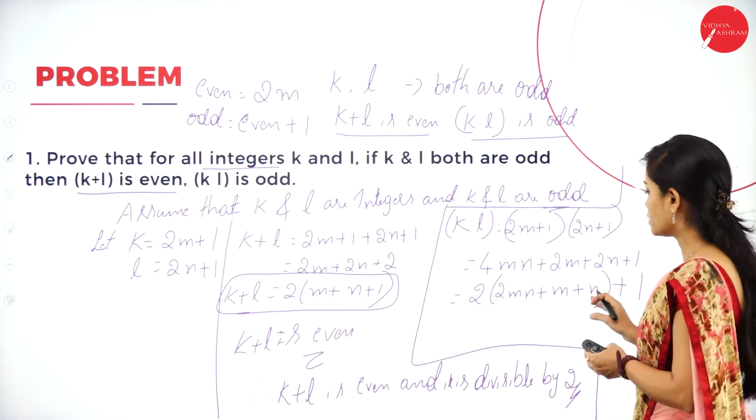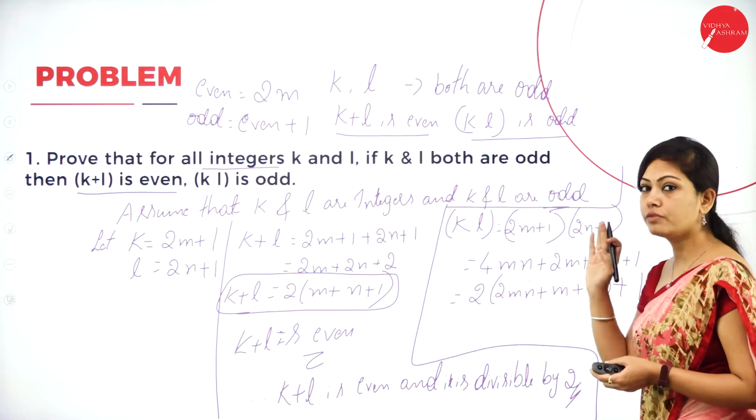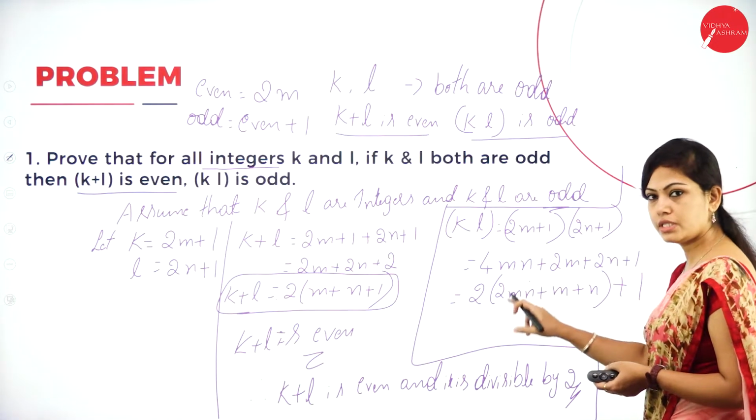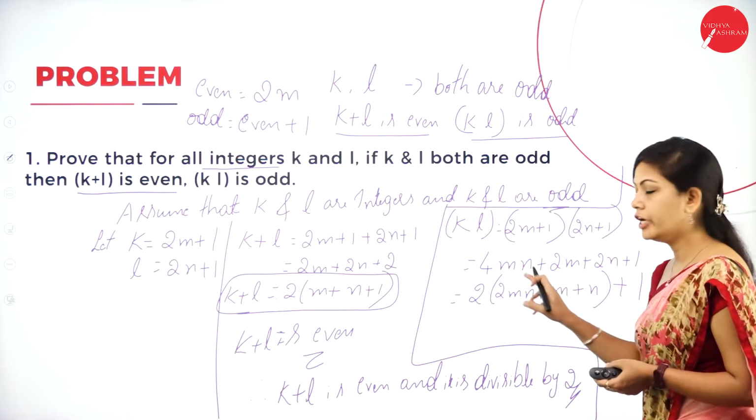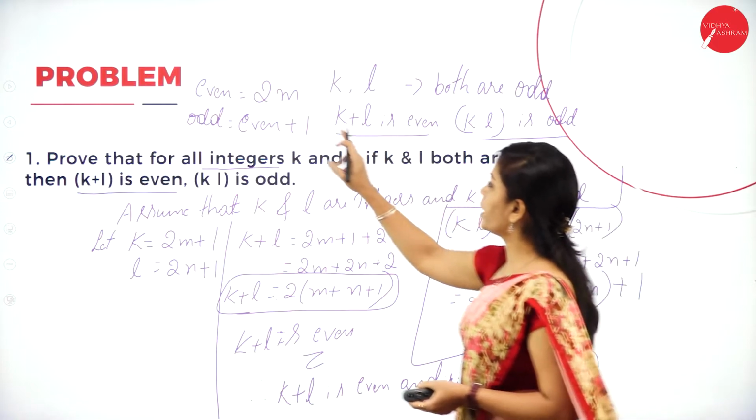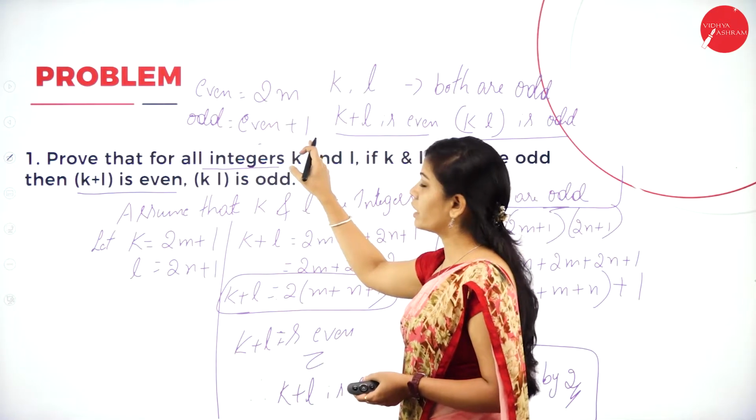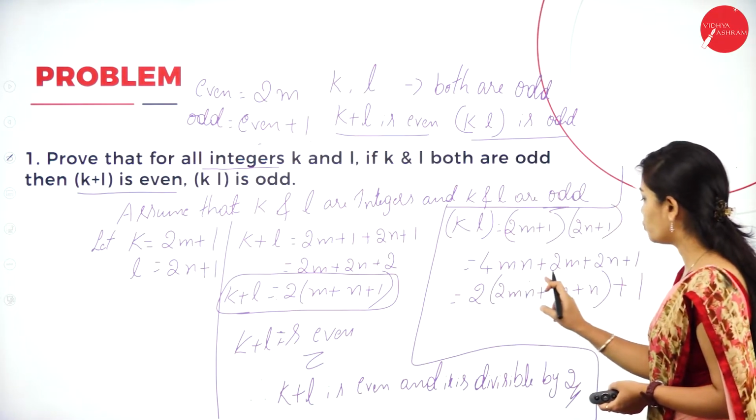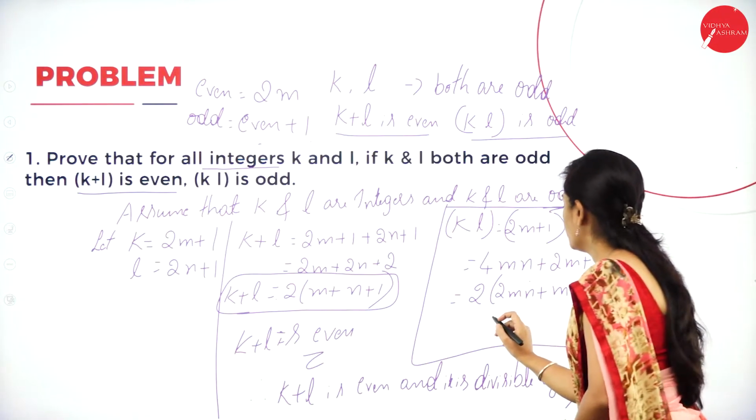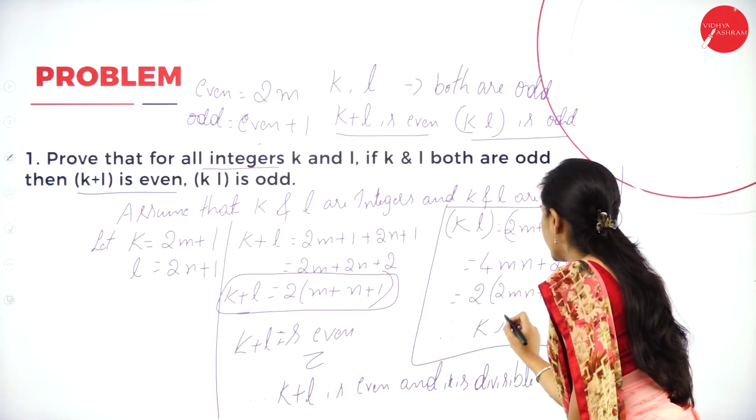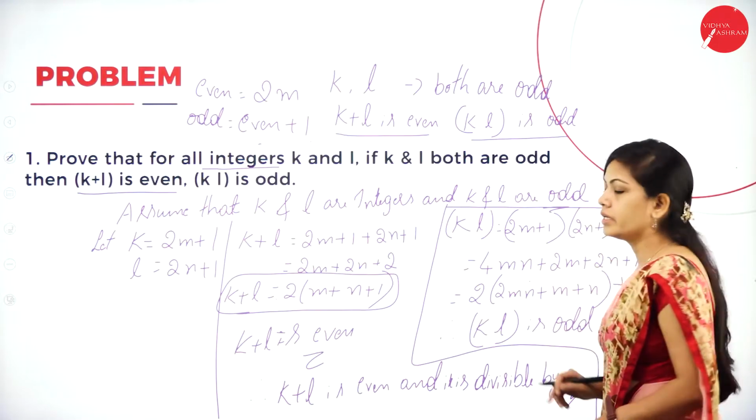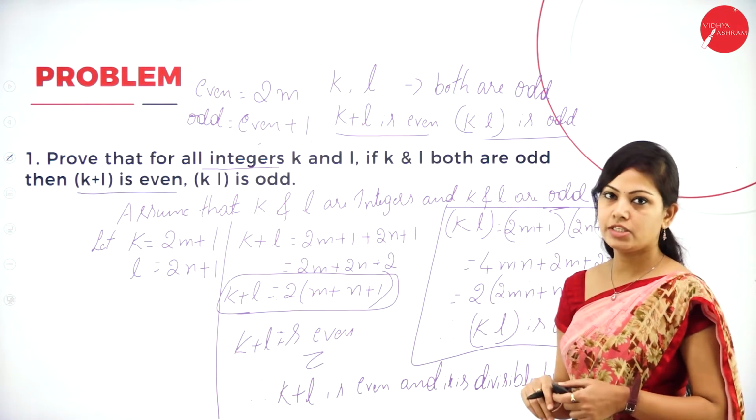So now you can cross verify this. It is in the form of even plus 1. Even plus 1 means 2 into m; I will consider this as m or n. So 2m means it is even, and even plus 1 is odd. So this is in the form of 2m plus 1, which means it is odd. So therefore KL is odd, and k and L are integers.